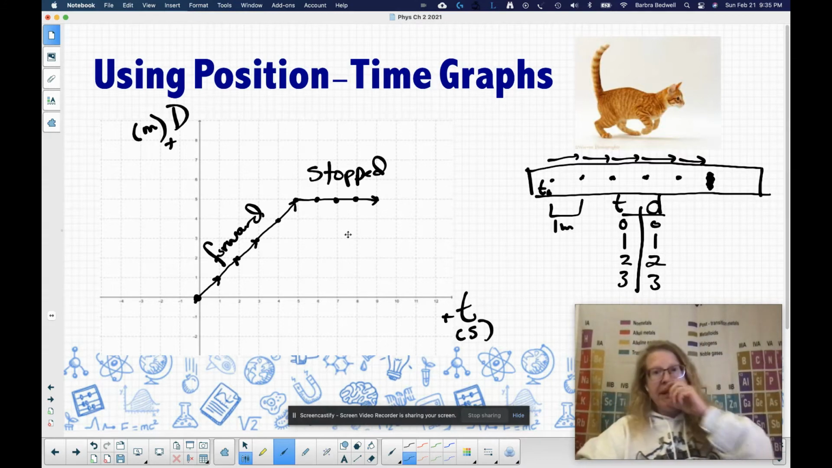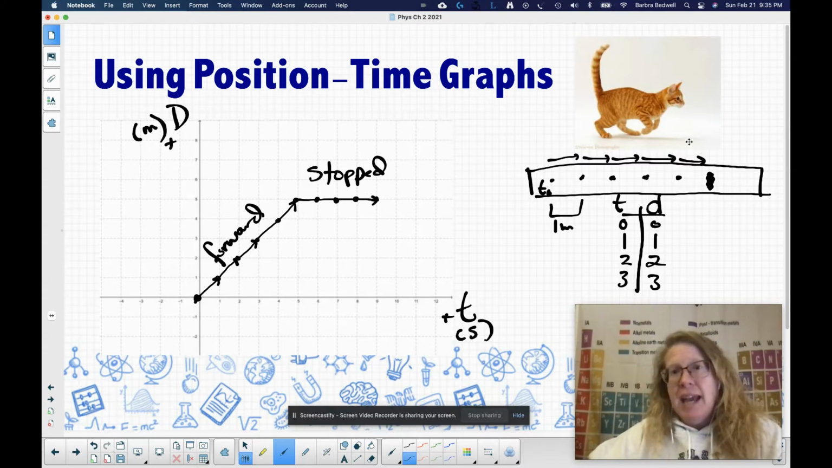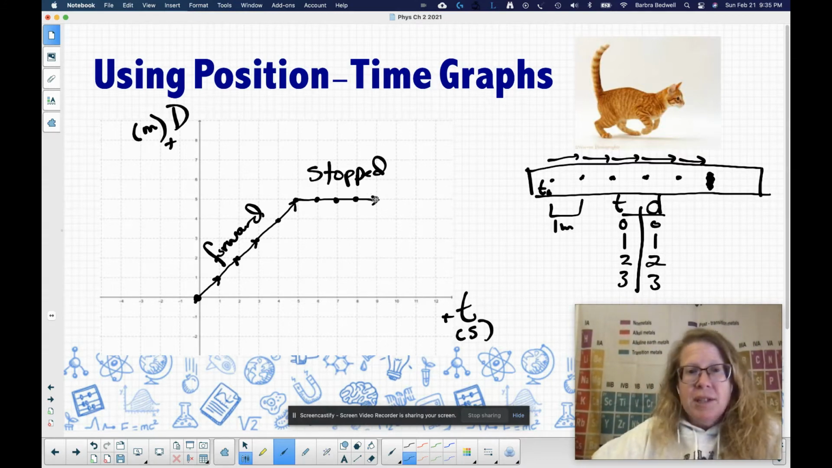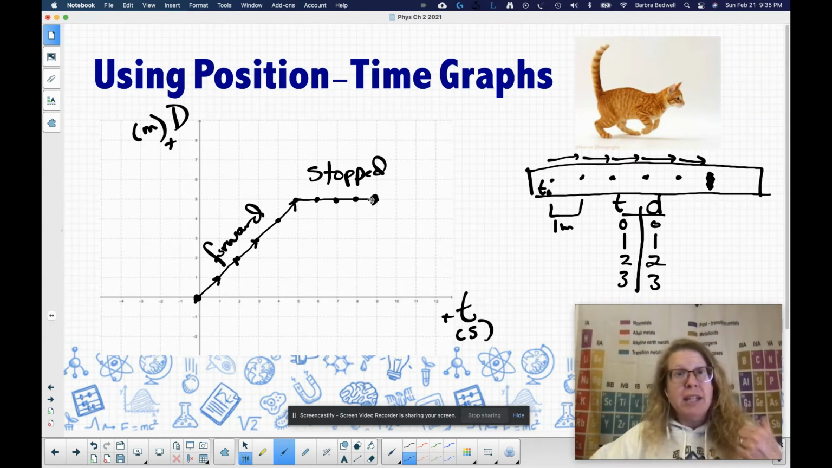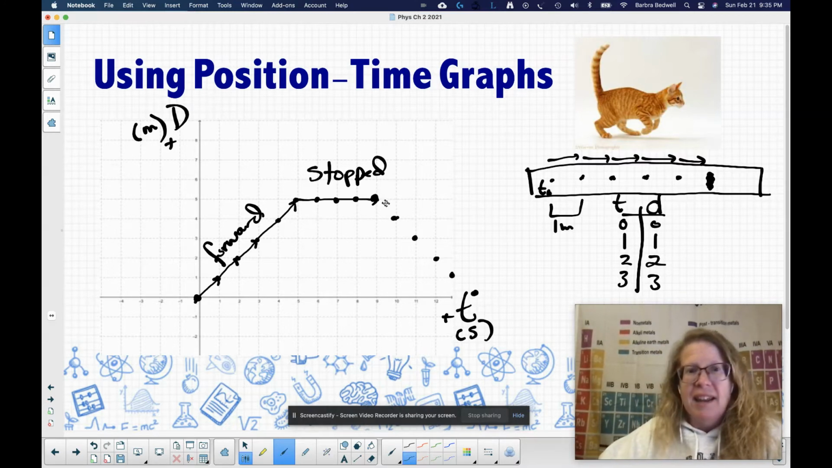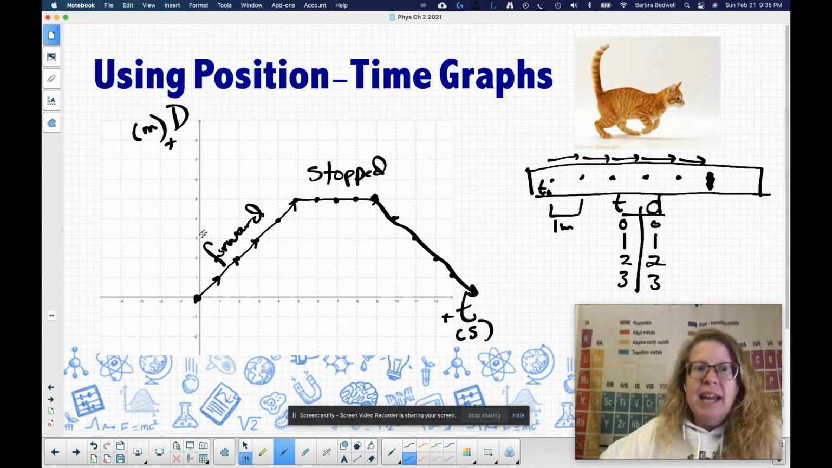And now what would happen if the cat was moving back? Cat turns around and goes back the other way. So now our cat's at position equals 5. And then it goes back to position 4, back to position 3, back to position 2, back to position 1, and eventually goes back to starting position 0, something like that. So what's it doing when it goes in this direction? Now this way, it's not going necessarily backwards, but it's in the negative direction.